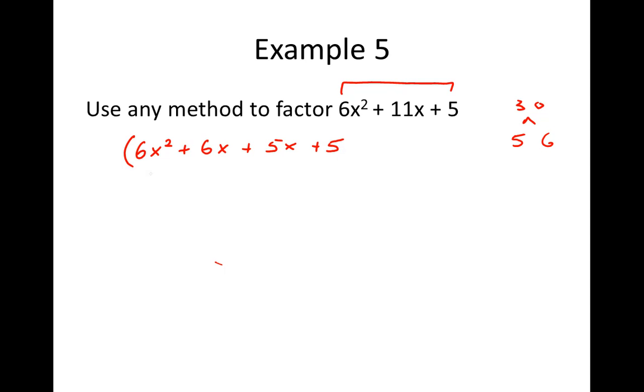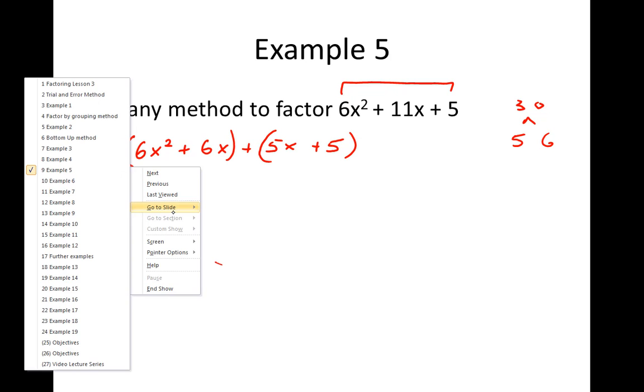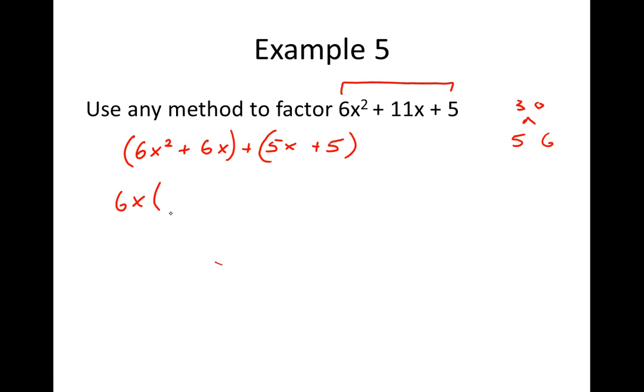Now let's group it up. And I can pull out a 6x from this first group. I'm left with x plus 1. And I can pull a 5 from this group, and I'm left with an x plus 1. Again, if this came out to be like x plus 2, it wouldn't work. So if it did this, check to make sure you didn't do something wrong. But if you didn't do anything wrong, then you can't factor it this way.